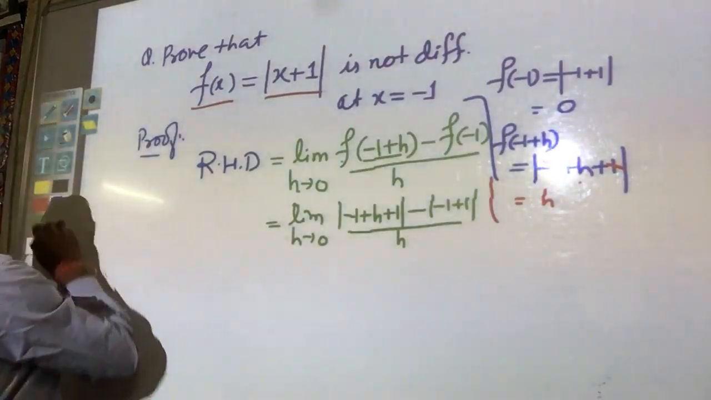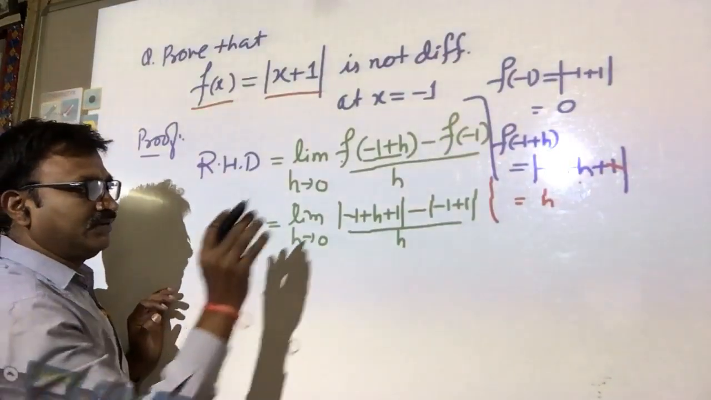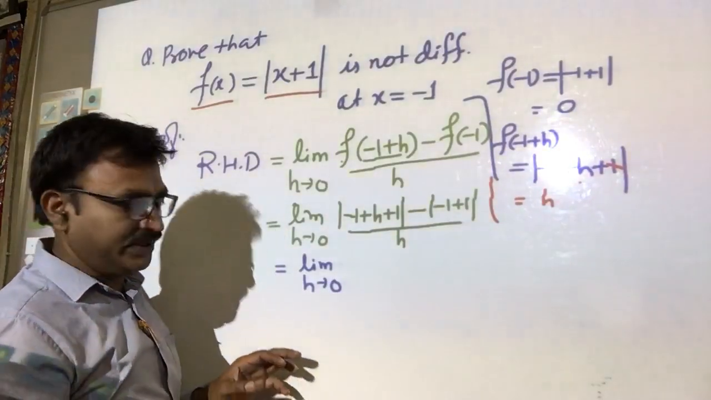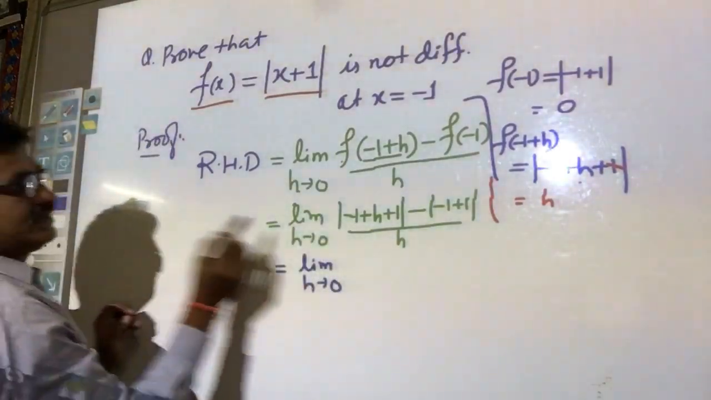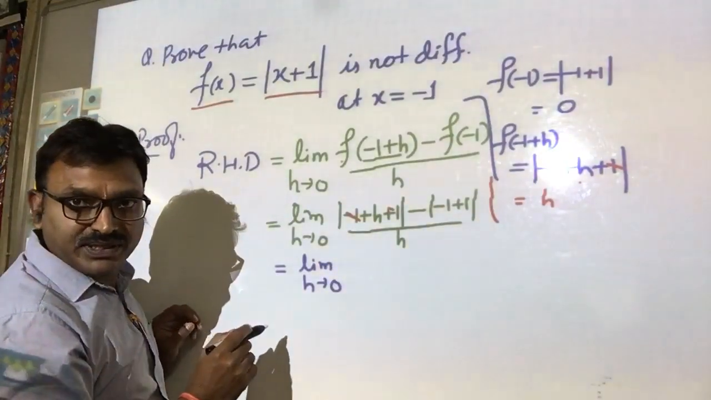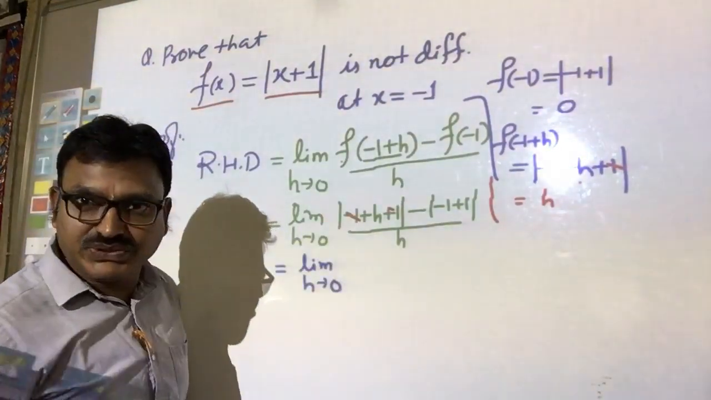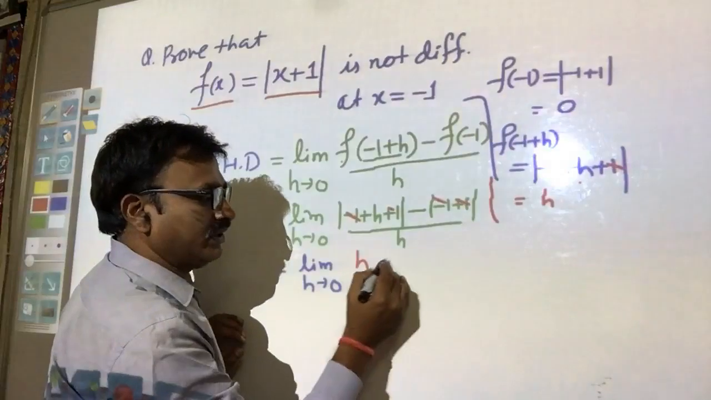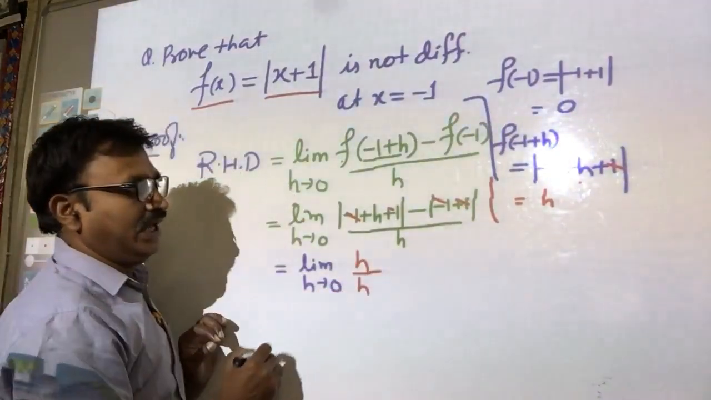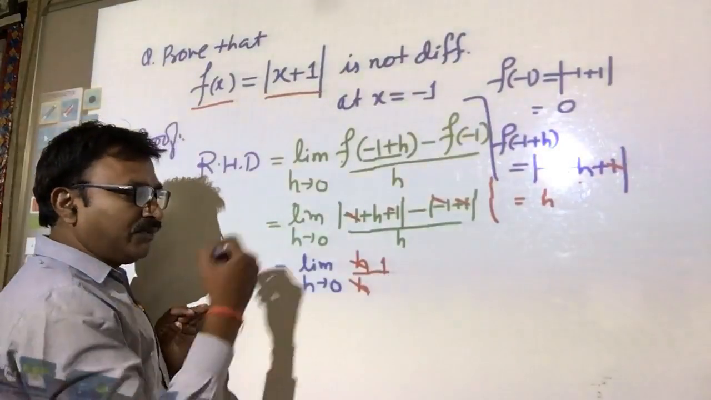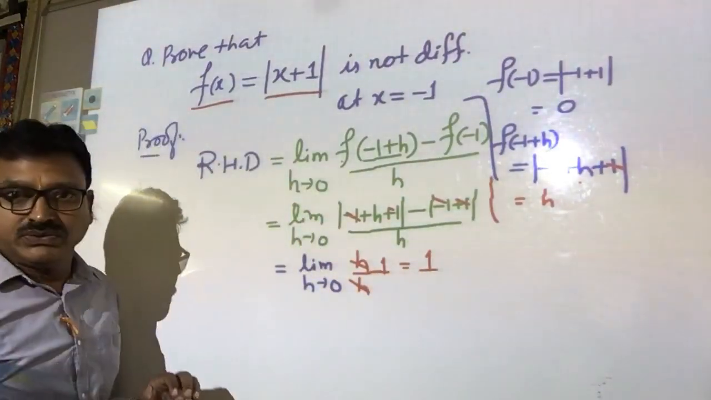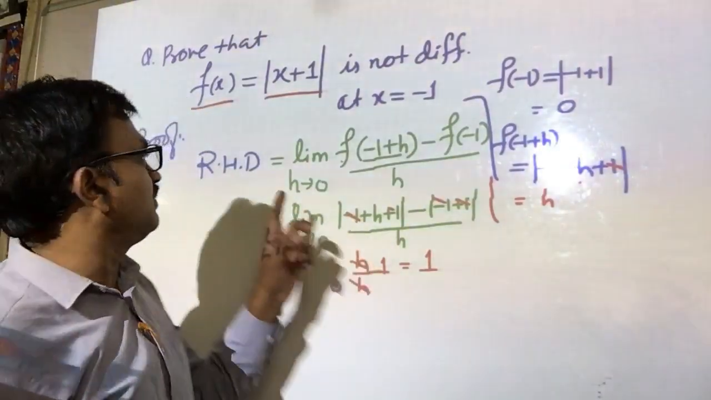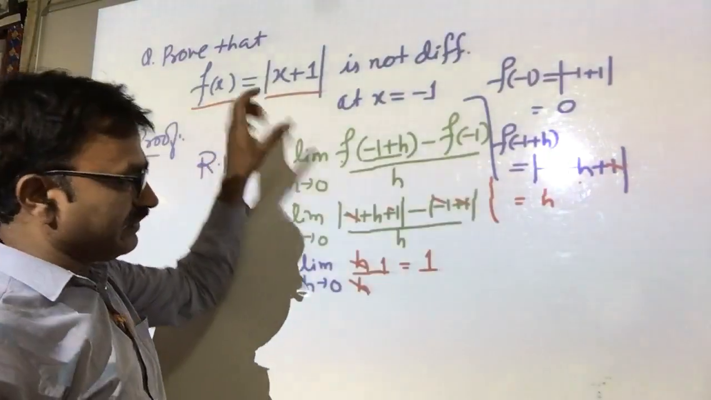So now students, here we have to be alert: the mod theory we have already read in class 11th. Here -1 will cancel with plus 1. Mod of h is already a positive number, so the answer will be h. -1 plus 1 is 0, mod of 0 is 0, divided by h. H divided by h is 1. When we put the limit, the answer is equal to 1. So we can see our right hand derivative at x equal to -1 for this function is plus 1.